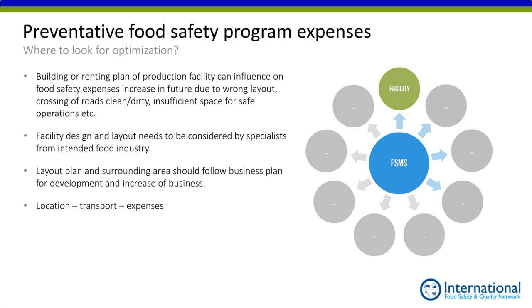Let's start from the facility. Building or renting a production facility plan can increase food safety expenses in future due to wrong layout, crossing of roads, clean and dirty, and insufficient space for safe operations, etc.